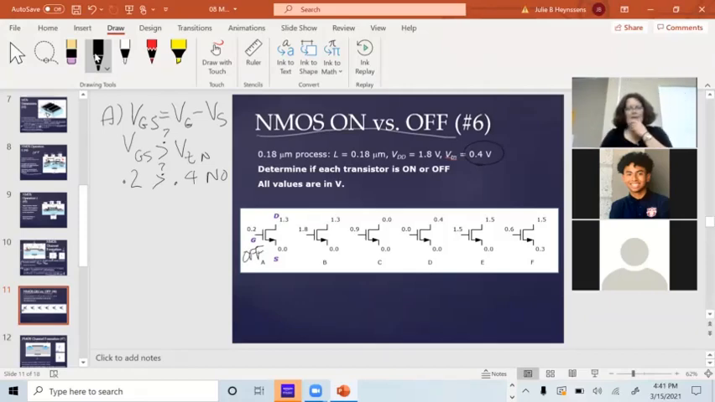So go ahead and take a few minutes. The gate and the source are still the same, still drawn in the same polarity. Figure out if B, C, D, E, and F are on or off. And I'll look at the chat, and I'll move that out of the way so you can see that.